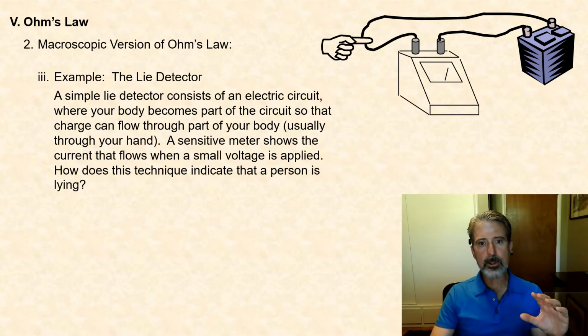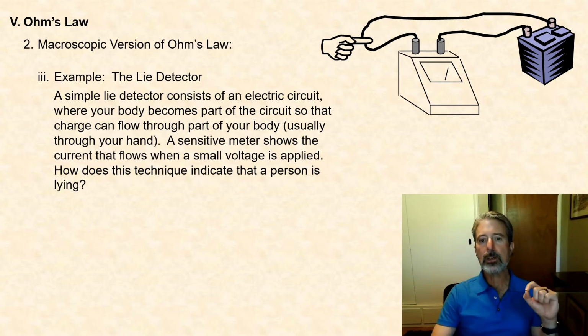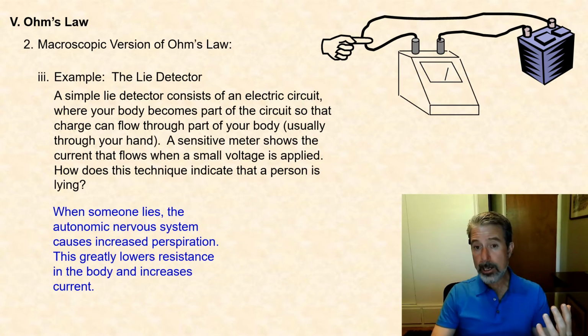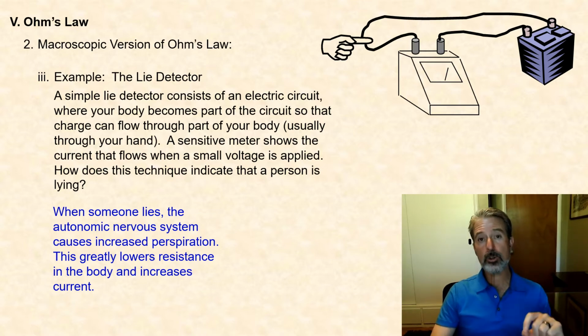When someone lies, the autonomic nervous system causes increased perspiration, increased skin wetness. And this greatly lowers the body resistance. And according to Ohm's law, when the body resistance goes down, the current goes up, right? There's an inverse relationship between resistance and current. And as that current goes up, that needle is going to jump, indicating that the person is lying. So you see that this very simple technology functions as a direct result of Ohm's law.